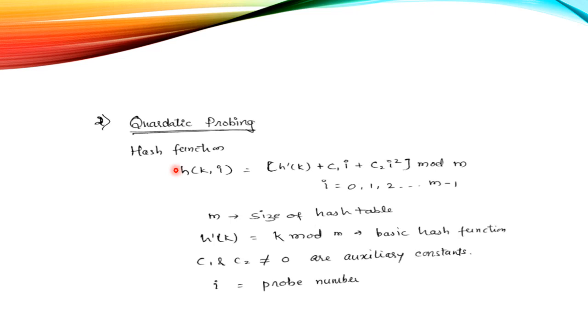In quadratic probing, this is the hash function, and m is the size of the hash table. Okay, this is also much similar to linear probing, but in linear probing there is only i, not here, here it is i square. So in linear probing we see that primary clustering happens, but here secondary clustering happens. Okay, this is the main disadvantage of quadratic probing.